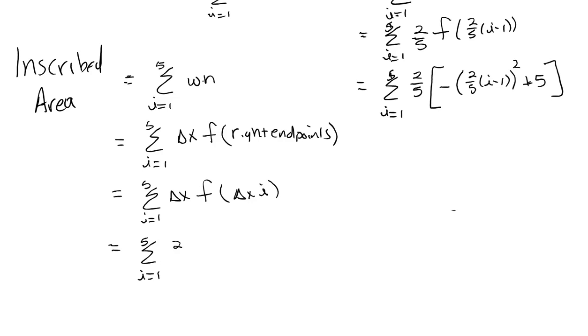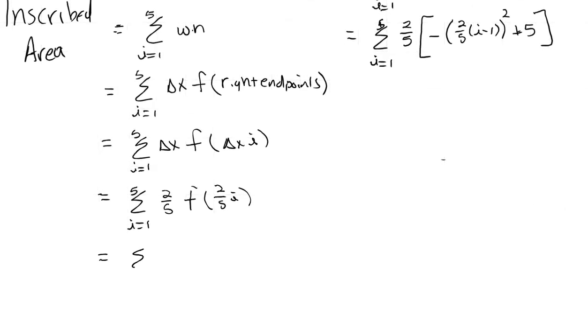So delta x for our example was 2/5. So we have 2/5 times f of 2/5 i. And then let's substitute into our formula for f of x. That would give me negative x, not x, negative (2/5 i) squared plus 5. So that's going to give us our formula for the inscribed area.